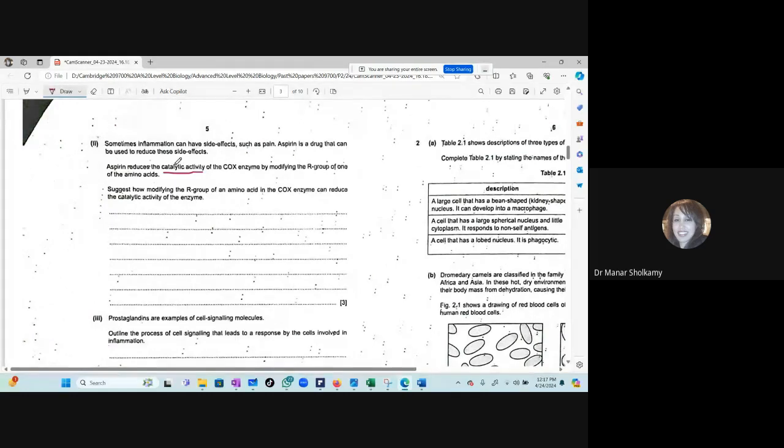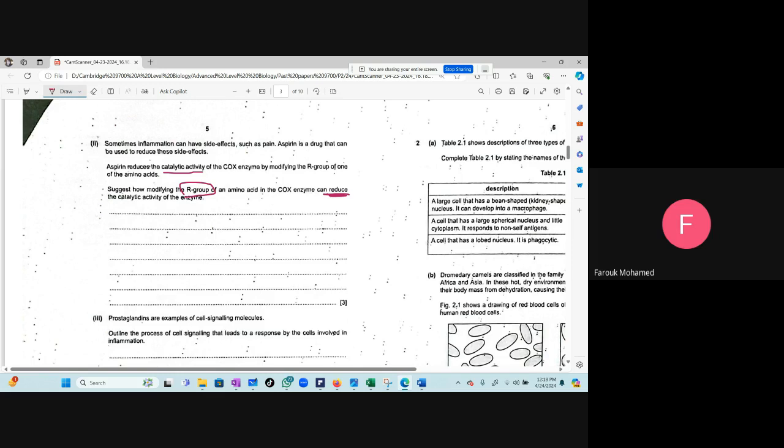How will the catalytic activity of the enzyme, or just the activity of the enzyme, be affected when the R group is modified? Now, this is a very easy question also. Decrease. You will write decrease. That's the only word you will write. No, it will decrease because... I'm sorry, I'll stop you. They already said in the question it will be reduced. So you did not give any added information.